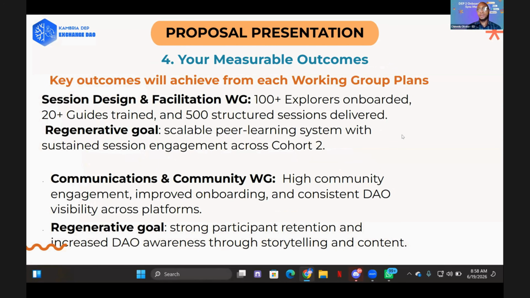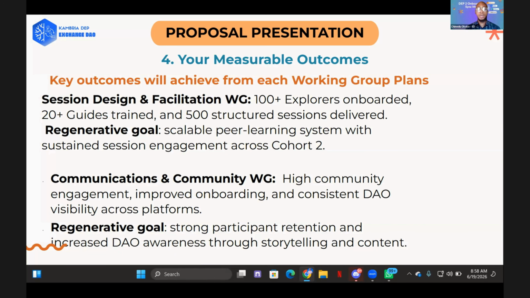For the session design and facilitation working group, we'll need to have at least 100 explorers onboarded. We have 20 guides that have been trained, and we'll also deliver at least 500 structured sessions. The regenerative goal here is to develop a scalable peer learning system with sustained session engagement across cohort 2.